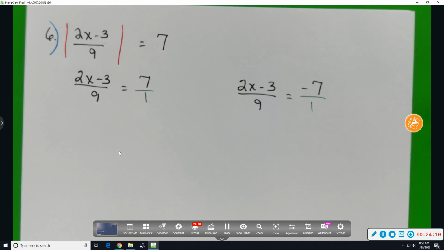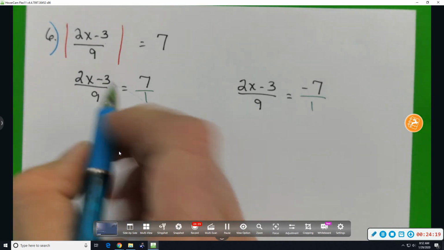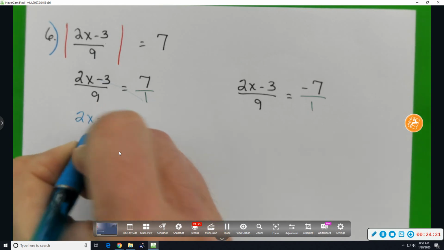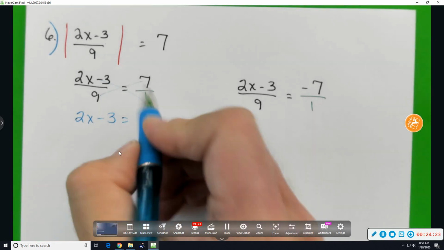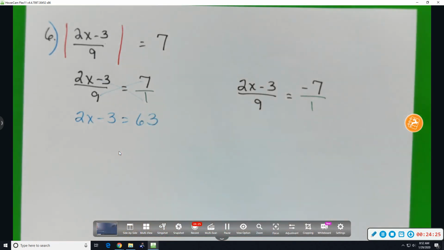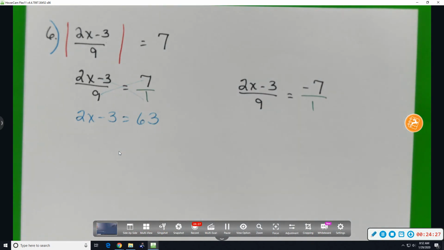And I'm writing it as 7 over 1. If you just want to multiply both sides by 9, I always think cross multiply for some reason. 2x minus 3 equals 63. So even though there's a fraction and it might look intimidating at first, it's really one extra step. You get rid of that fraction.